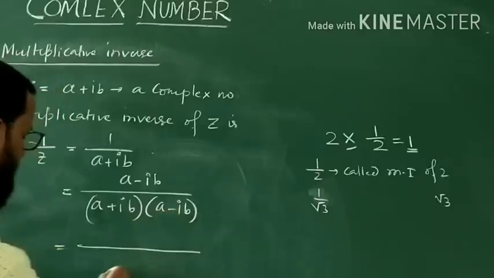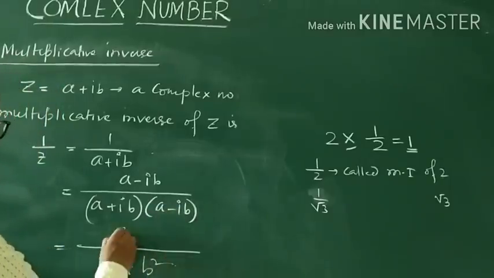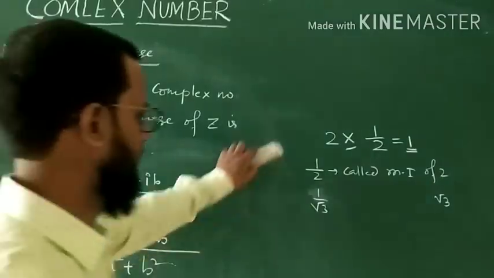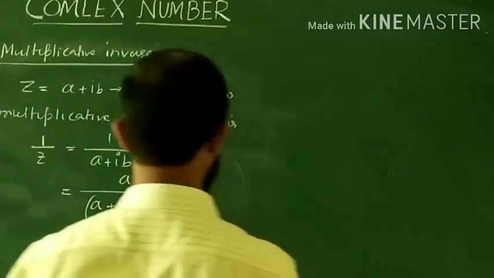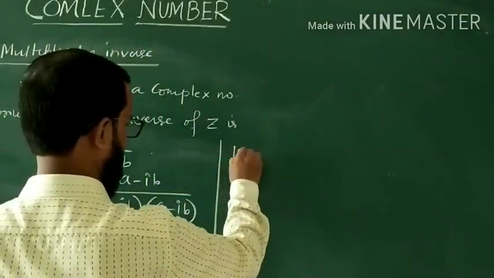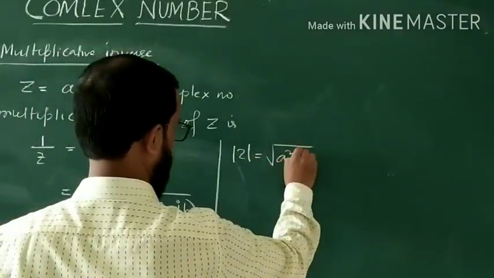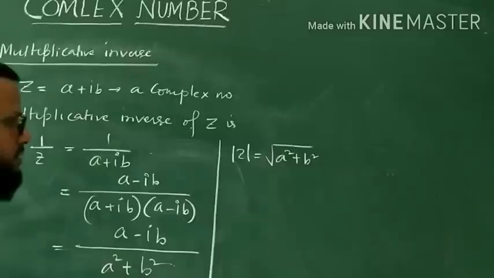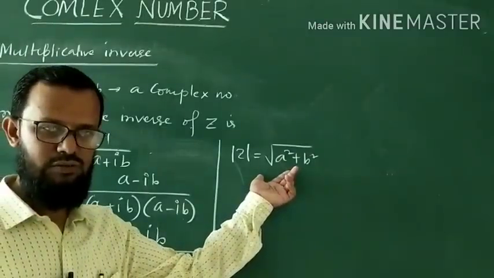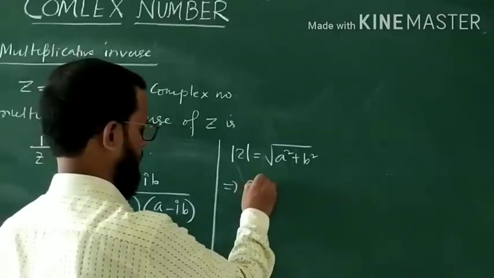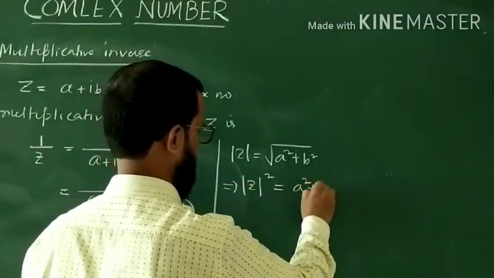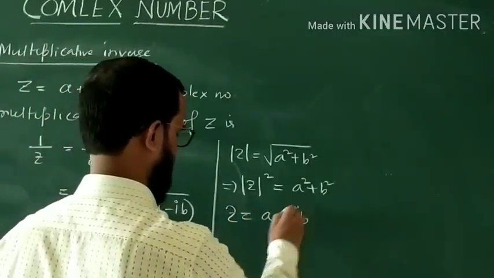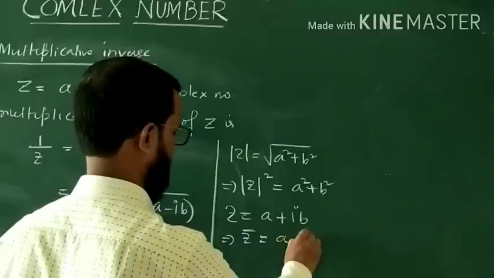This result is equal to a square plus b square, and this is what, a minus ib. Since z is equal to a plus ib, the modulus of z is equal to root over a square plus b square, according to the definition of modulus. Squaring both sides, you get modulus of z whole square equal to a square plus b square. And again, z equal to a plus ib implies z bar equal to a minus ib.